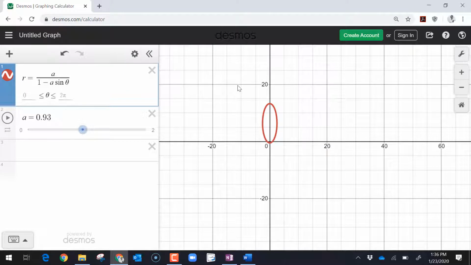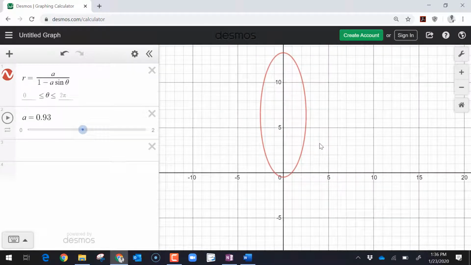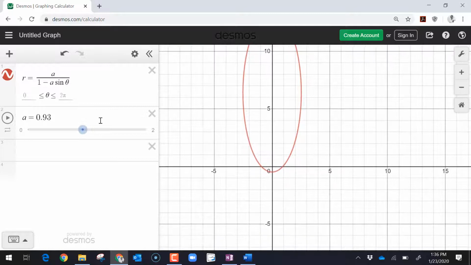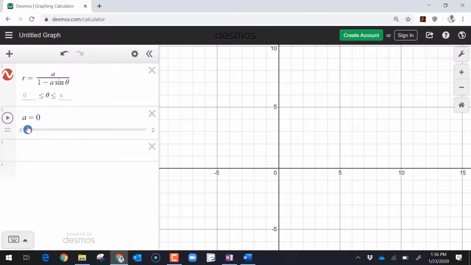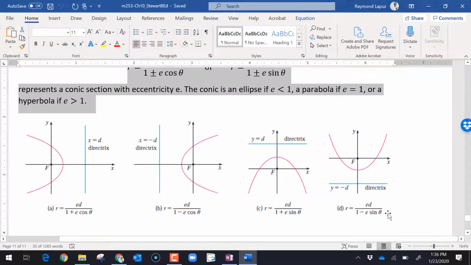Something interesting about this that we didn't really talk much about. What do you think is going to happen when your eccentricity is equal to 0? I guess it'll just be 0. It becomes a point. So that's a general idea. There are some graphs in your textbook that describe the orientation and the direction, whether it's going along the X or along the Y. But one neat thing about this is that the focus point is at the origin. So that's a good thing to remember.